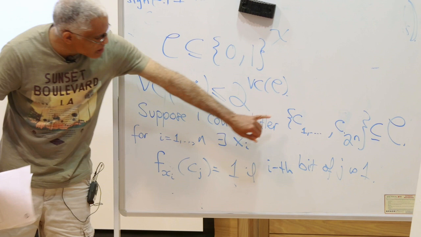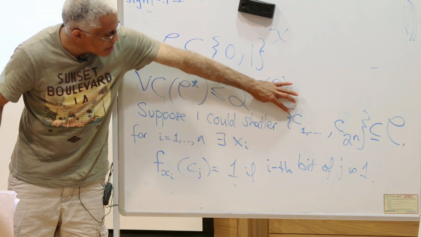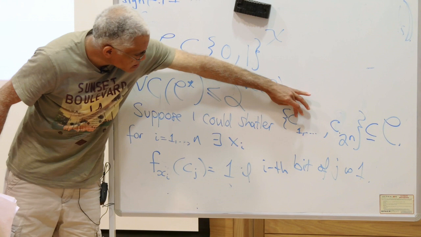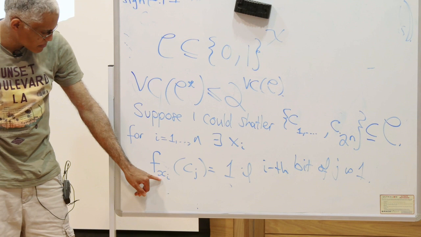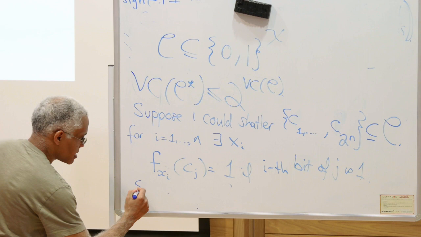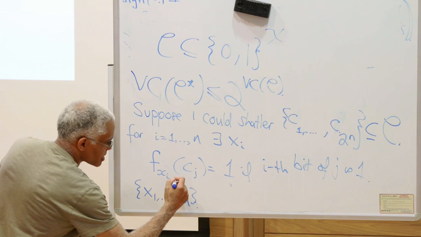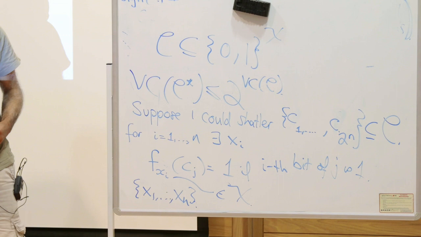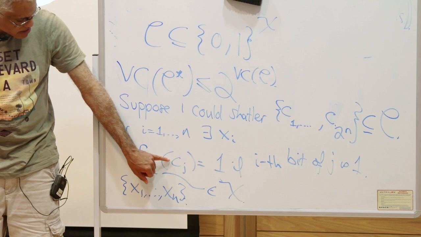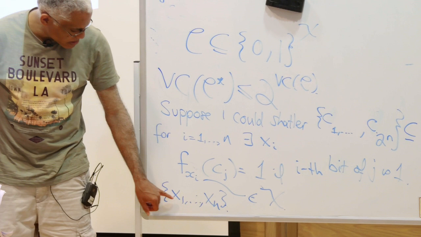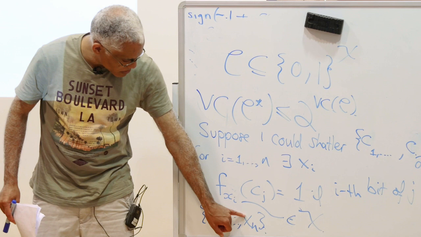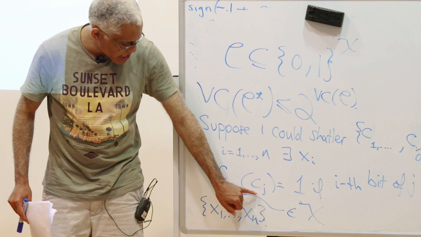To say I can shatter this means that I can realize every labeling. So a labeling that I might want to realize is the labeling that says take c_j and map it to 1 if and only if the ith bit of j is 1. So that labeling is realized by this function. But then in this case, if I look at the set x_1 up to x_n, by construction these x_i are in X, then this set is shattered. So in fact, this set in X is shattered by these functions c_1 up to c_{2^n}. For instance, if I have some labeling of this set, then it will determine an n-bit Boolean number, say j, and c_j will realize that labeling.